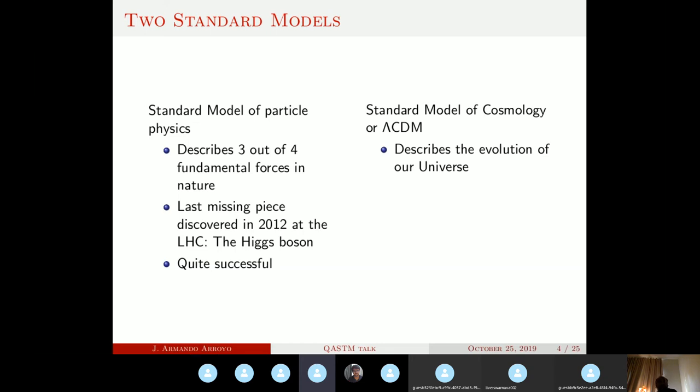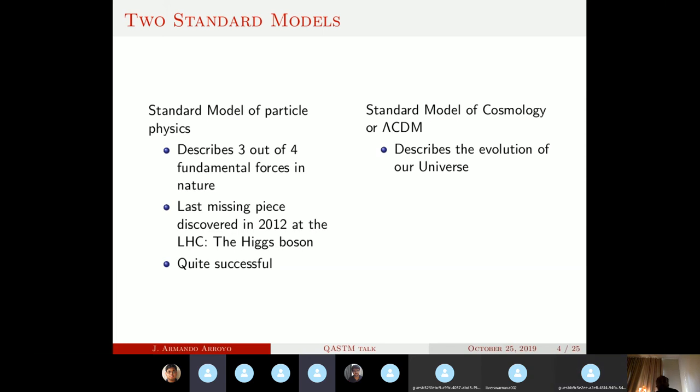And we know that this is very successful, right? All its predictions so far seem to be correct. Well, most of them at least. And we know every component of the standard model.